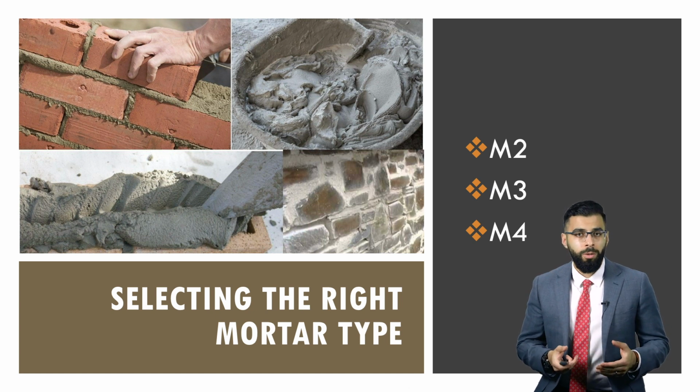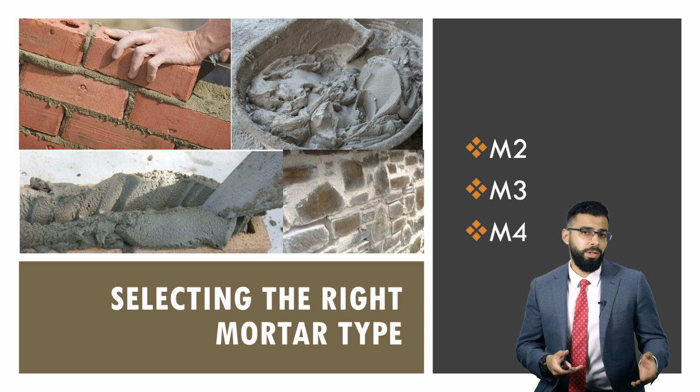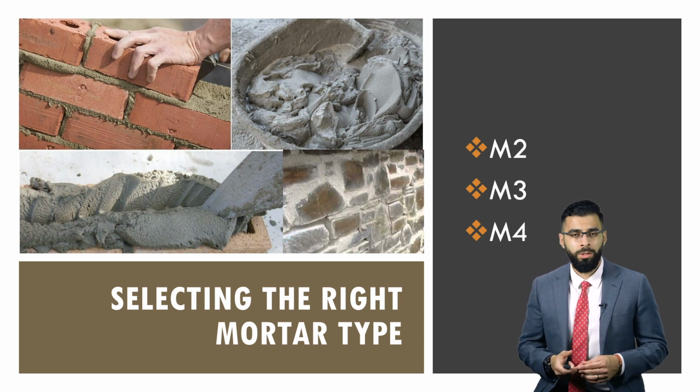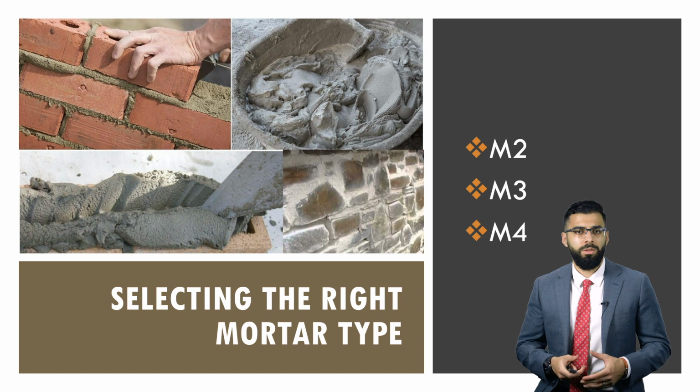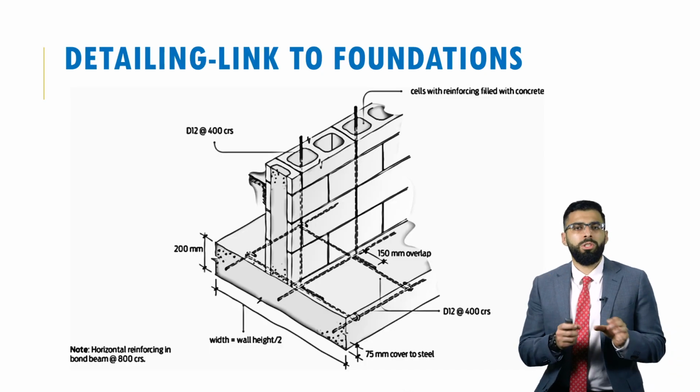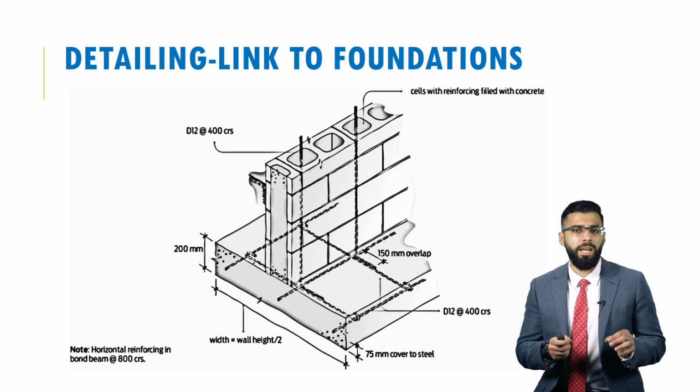And finally, type M4. Type M4 you can now use for retaining walls, so walls that are beneath the ground. And you can also use it for external walls that are above the ground, even if these walls are within 1 kilometer from the coast. In terms of the types of masonry units for these mortar types, you can have all types of masonry. So you can have clay, you can have concrete, and you can have limestone utilized with any of these mortar types.